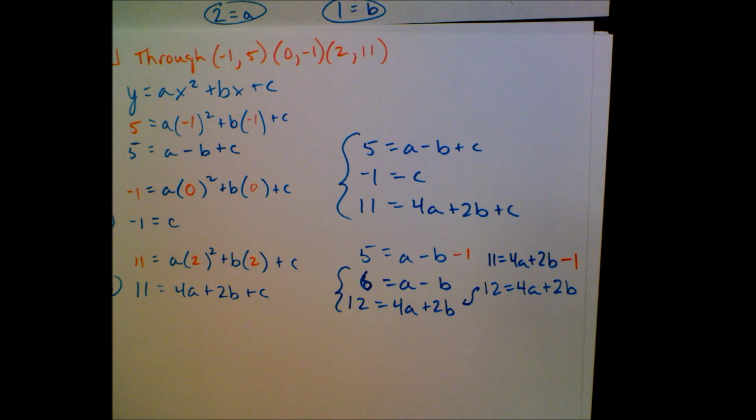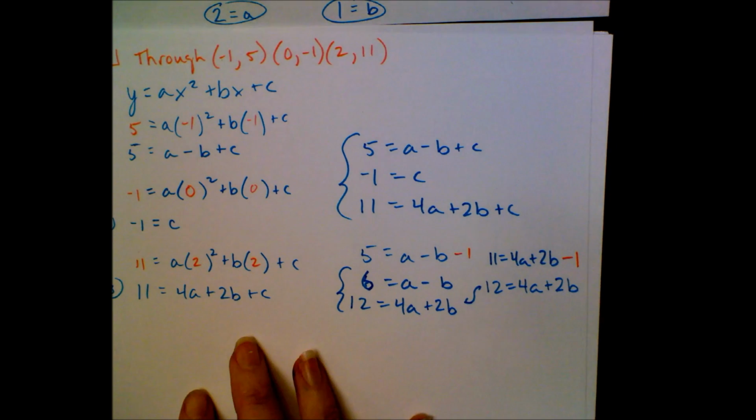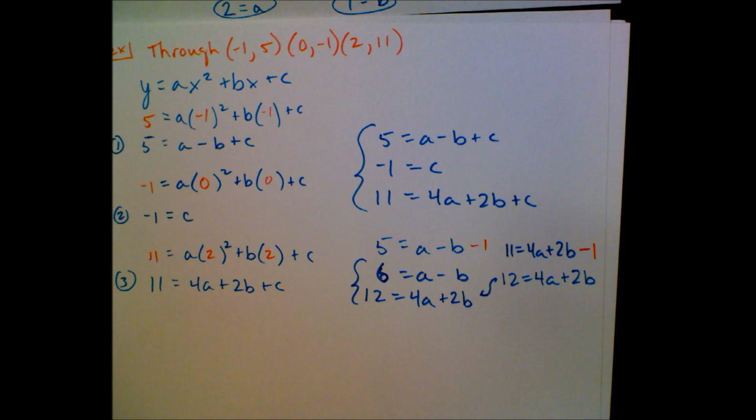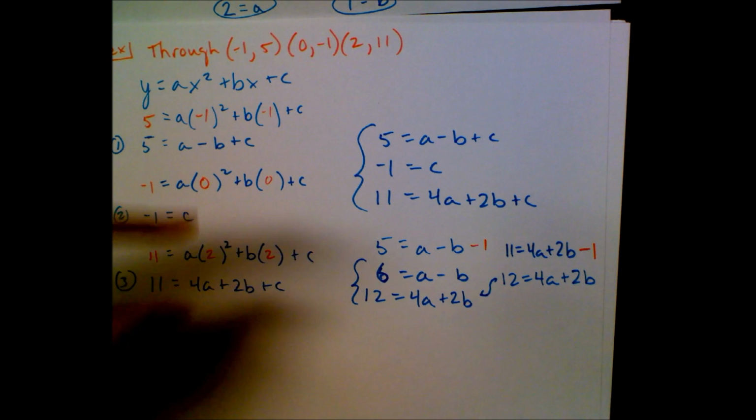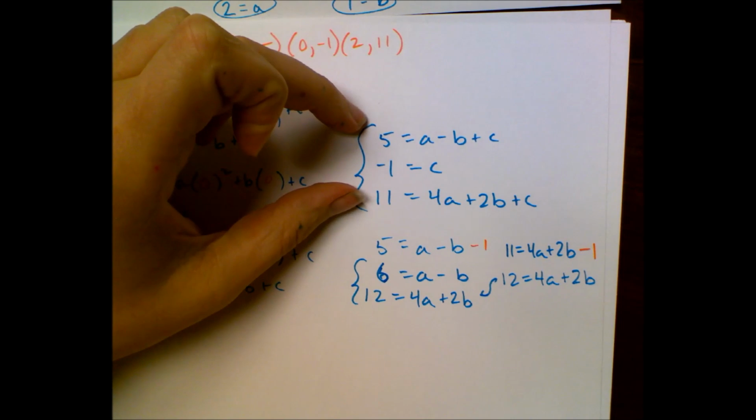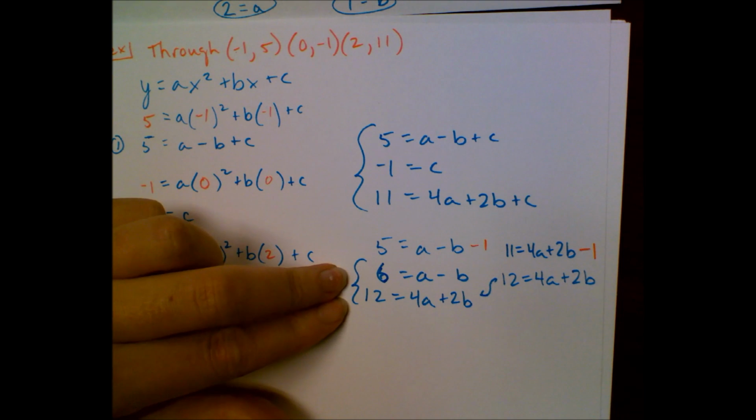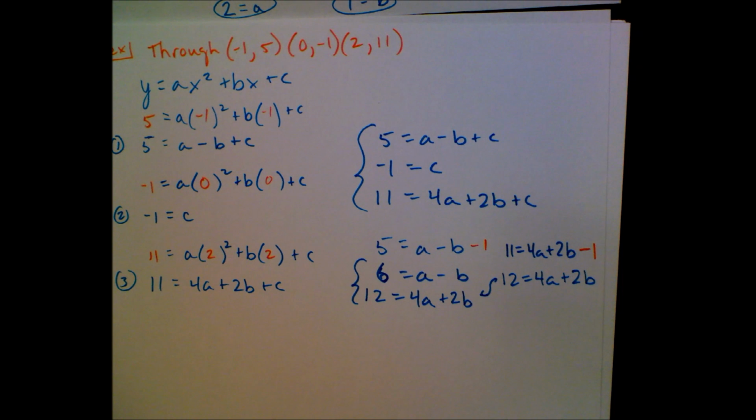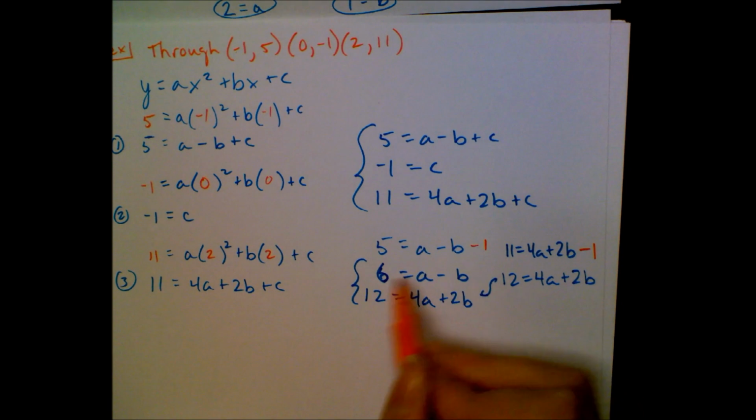Remember when we did this before, it was all about organization. So if this is not the organization that works for you, organize it a different way, but keep your stuff grouped together. These are my three variables equations. Now I have 2 variable equations. Figure out what works for you, keep them labeled, whatever. Now I need to eliminate a variable.